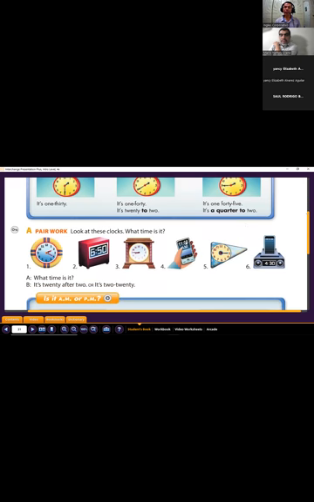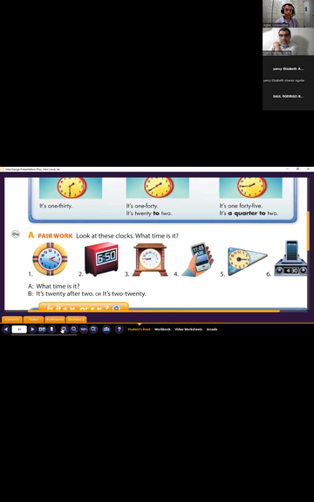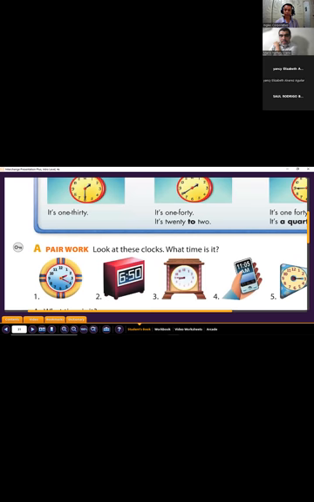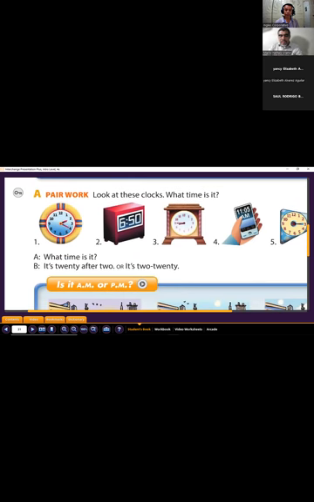Now, look at this clock. What time is it? Okay, let me see. Number one. Daisy, number one, what time is it? Daisy? Perdón, no podía abrir el micrófono. Ah, good, no problem. What time is it? It's 20 after 2. 2:20, right? Ah, 2:20. Very good, thank you, Daisy.